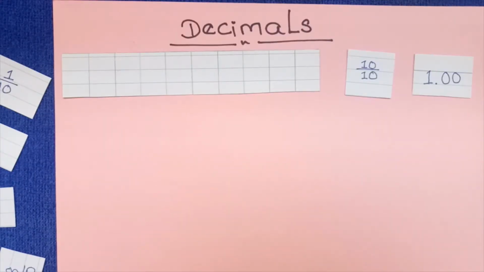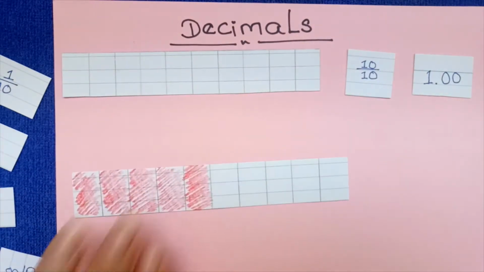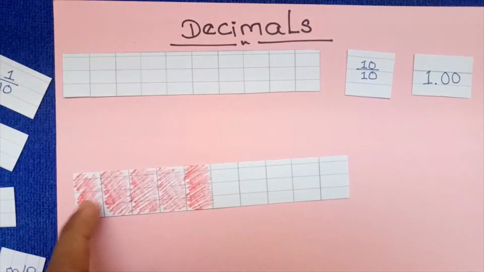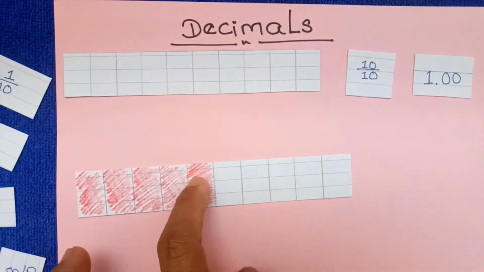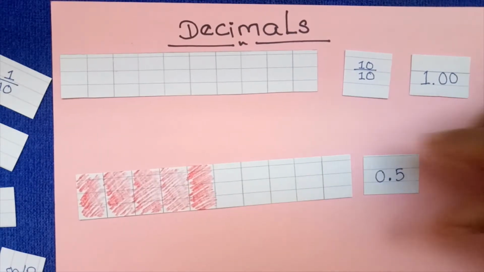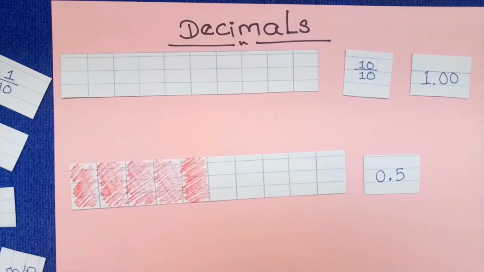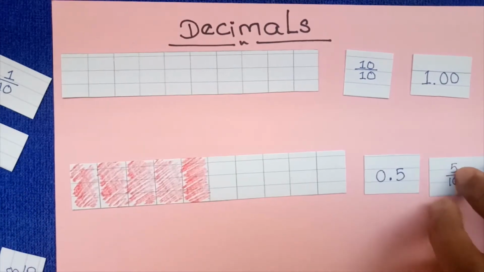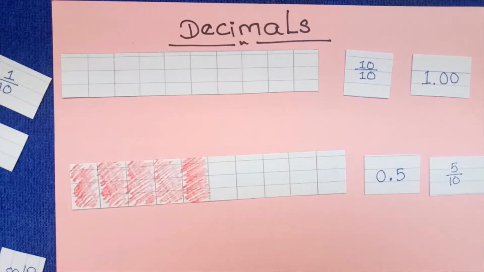So are you ready for the activity? Yes, I am. Okay, right now I will put the picture first. You have to find the decimal. Count fast. 1, 2, 3, 4, 5. Okay, find the decimal. Decimal 0.5. Yes, very good. Now you know about the decimal. How about the fraction? 5 by 10. Yes, 5 by 10.